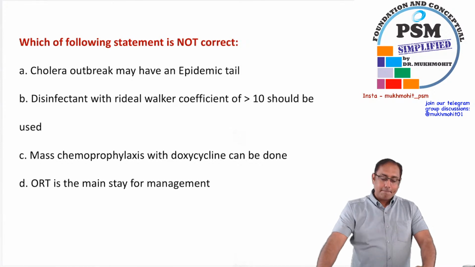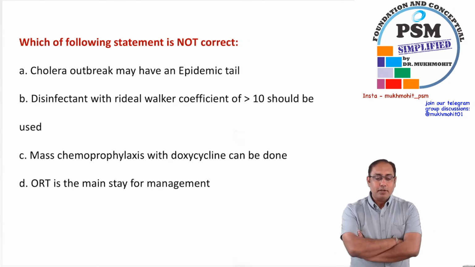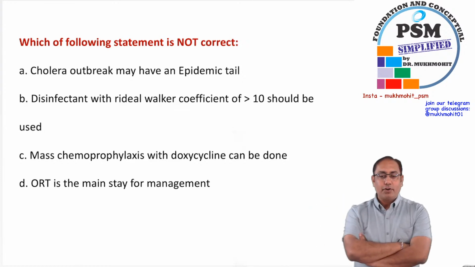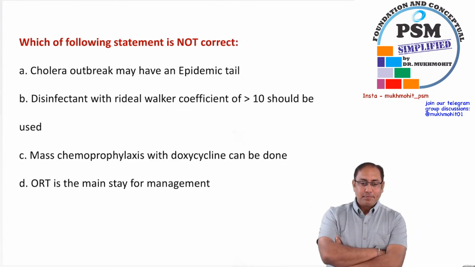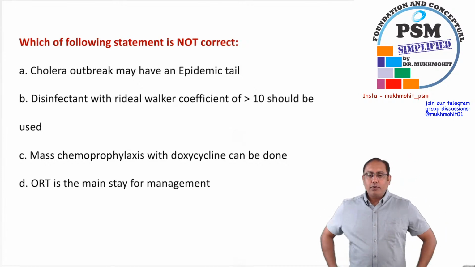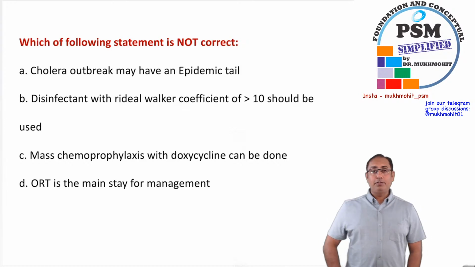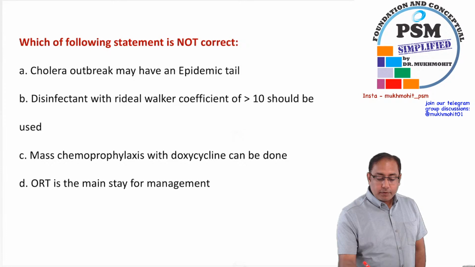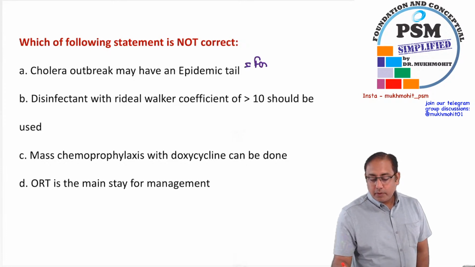What do you want to say? Which of the following is not correct? Cholera outbreak may have an epidemic tail. Yes or no? Yes. This is what we call the force of infection.